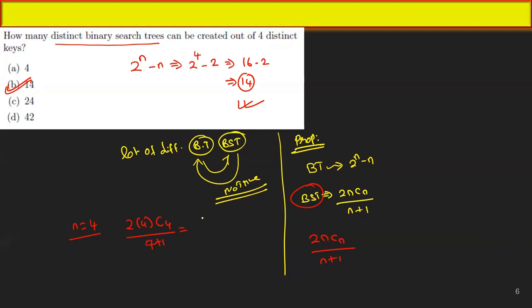So what will happen now? 8c4 divided by 5. What is 8c4? 8 into 7 into 6 into 5 divided by 4 into 3 into 2, divided by 5. Just cancel it, my dear friends. 8 by 4 gives 2, 6 by 3 gives 2, and 2 you can cancel. Now what you will get is 2 into 7 into 5 divided by 5. This 5 will cancel with the other 5. So 7 twos are 14. This is the answer, and this is the actual approach.